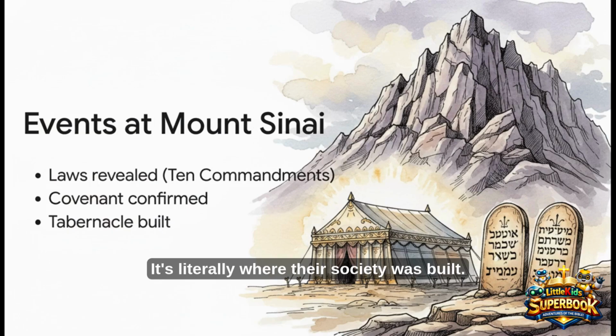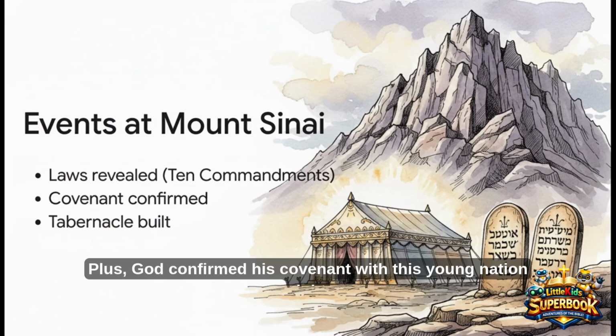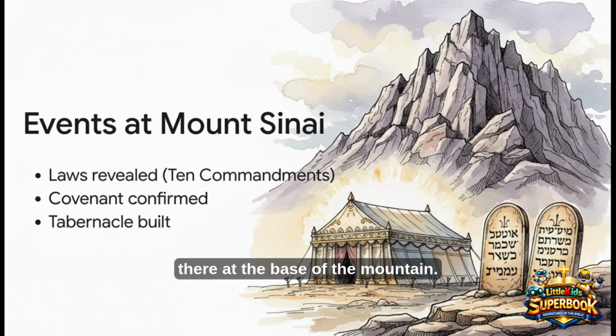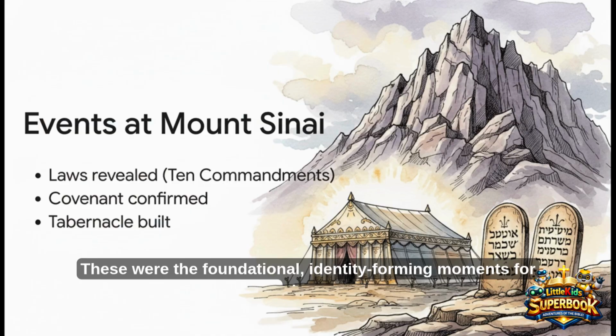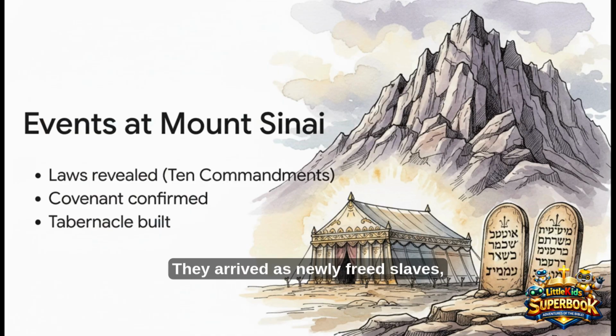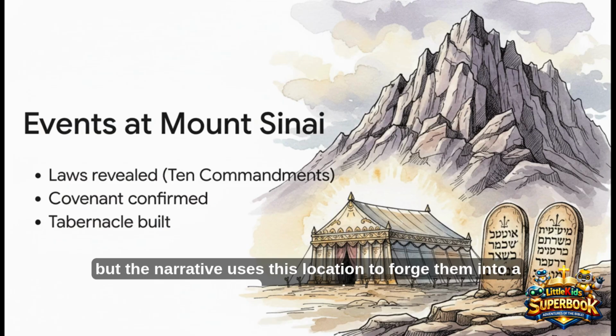It's literally where their society was built. While they were camped at the mountain, the text tells us God revealed his laws to Moses, which importantly included the famous 10 Commandments, plus God confirmed his covenant with this young nation right there at the base of the mountain. These were the foundational, identity-forming moments for them. They arrived as newly freed slaves, but the narrative uses this location to forge them into a structured, bound community with a clear set of governing ethics.